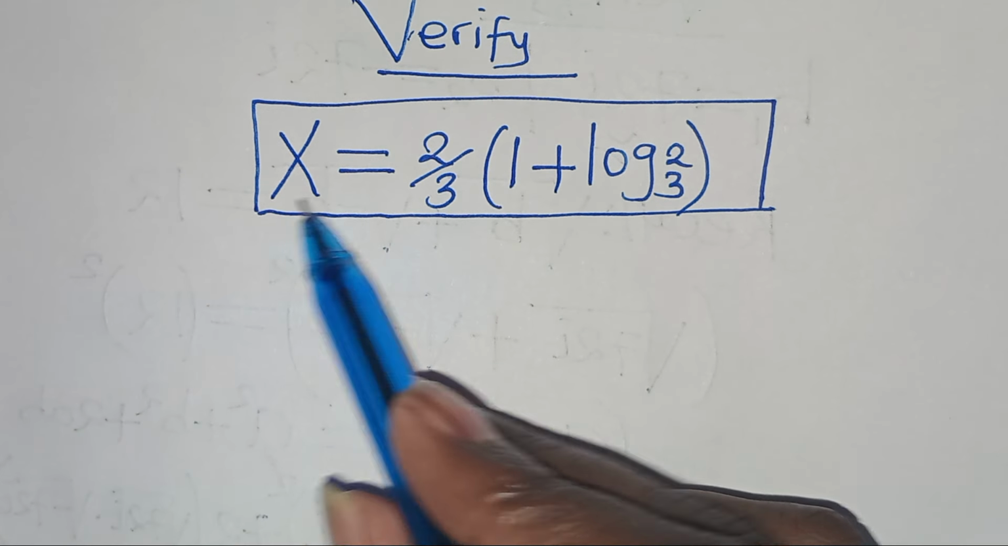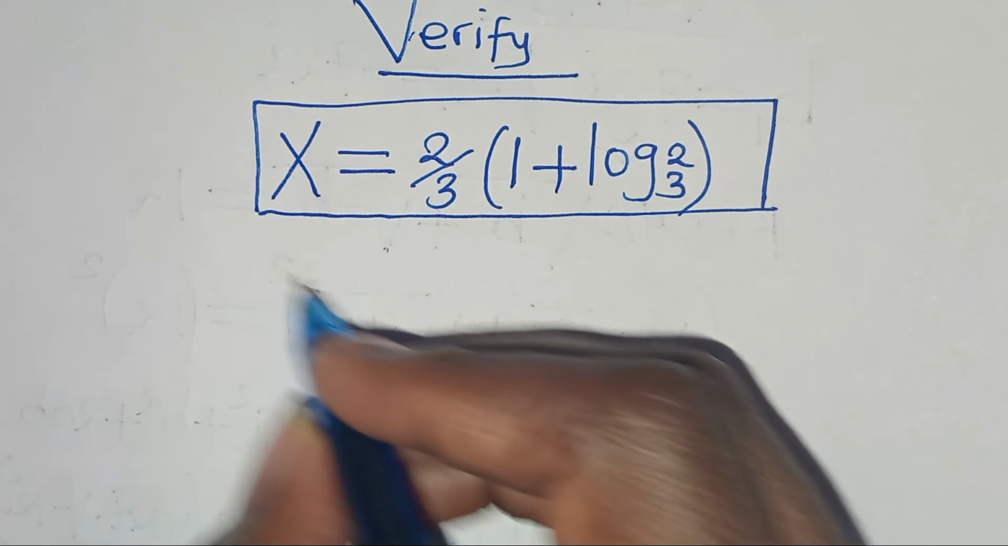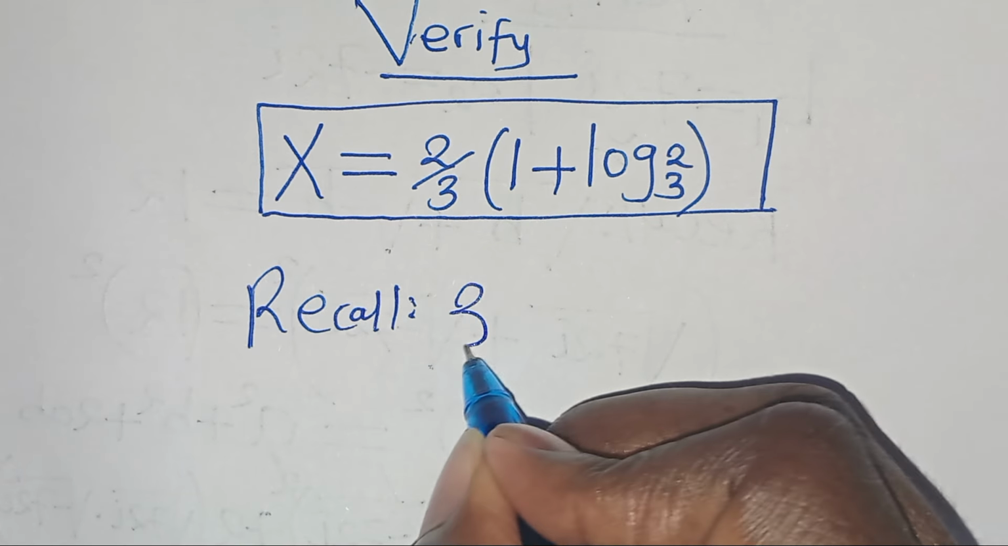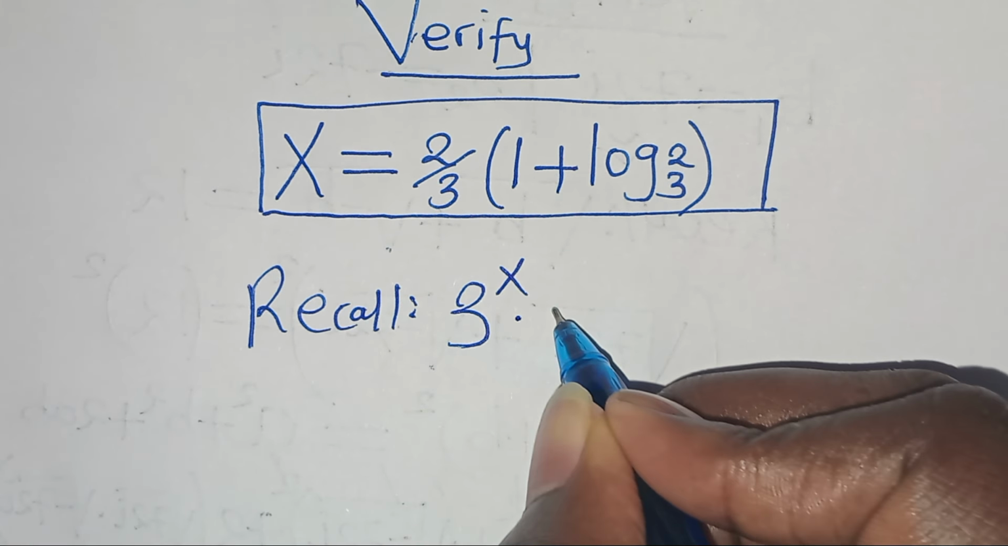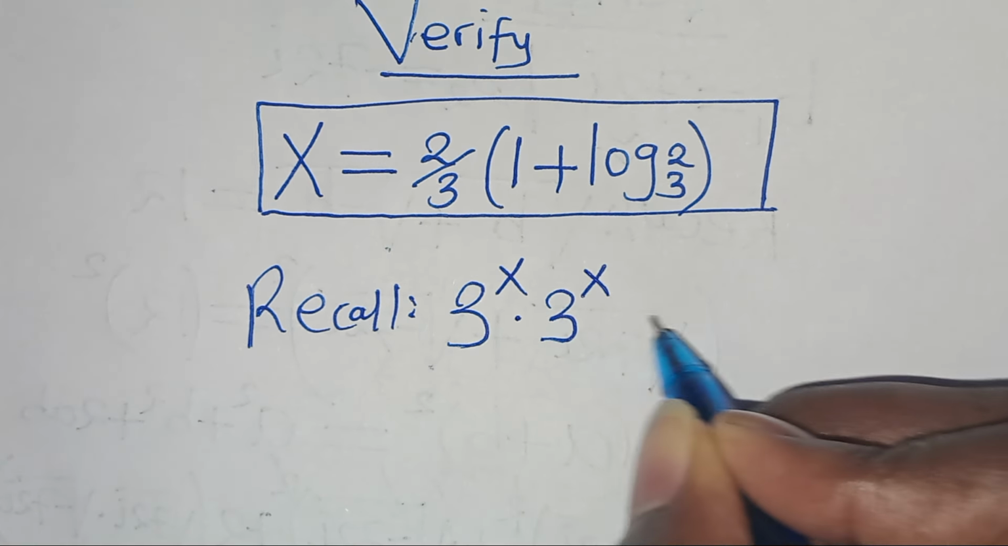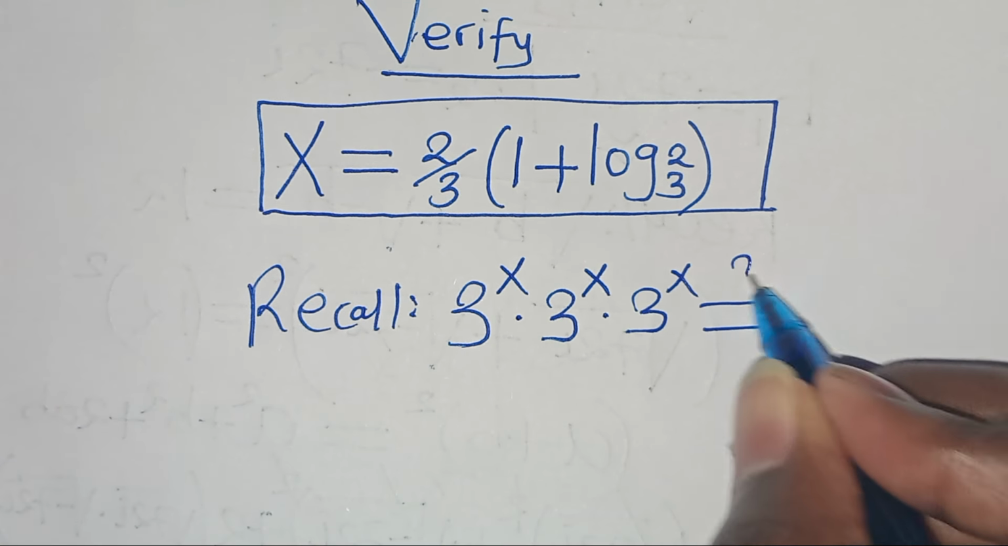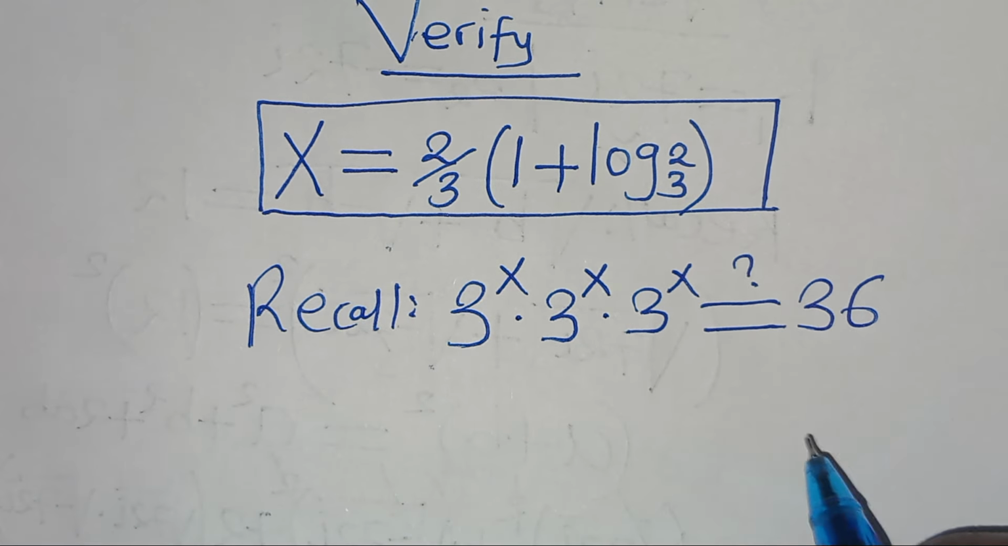Now let's verify that the value of x here satisfies the equation. If you recall, we have 3 to the power of x multiplied by 3 to the power of x multiplied by 3 to the power of x. This is supposed to give us a value of 36.